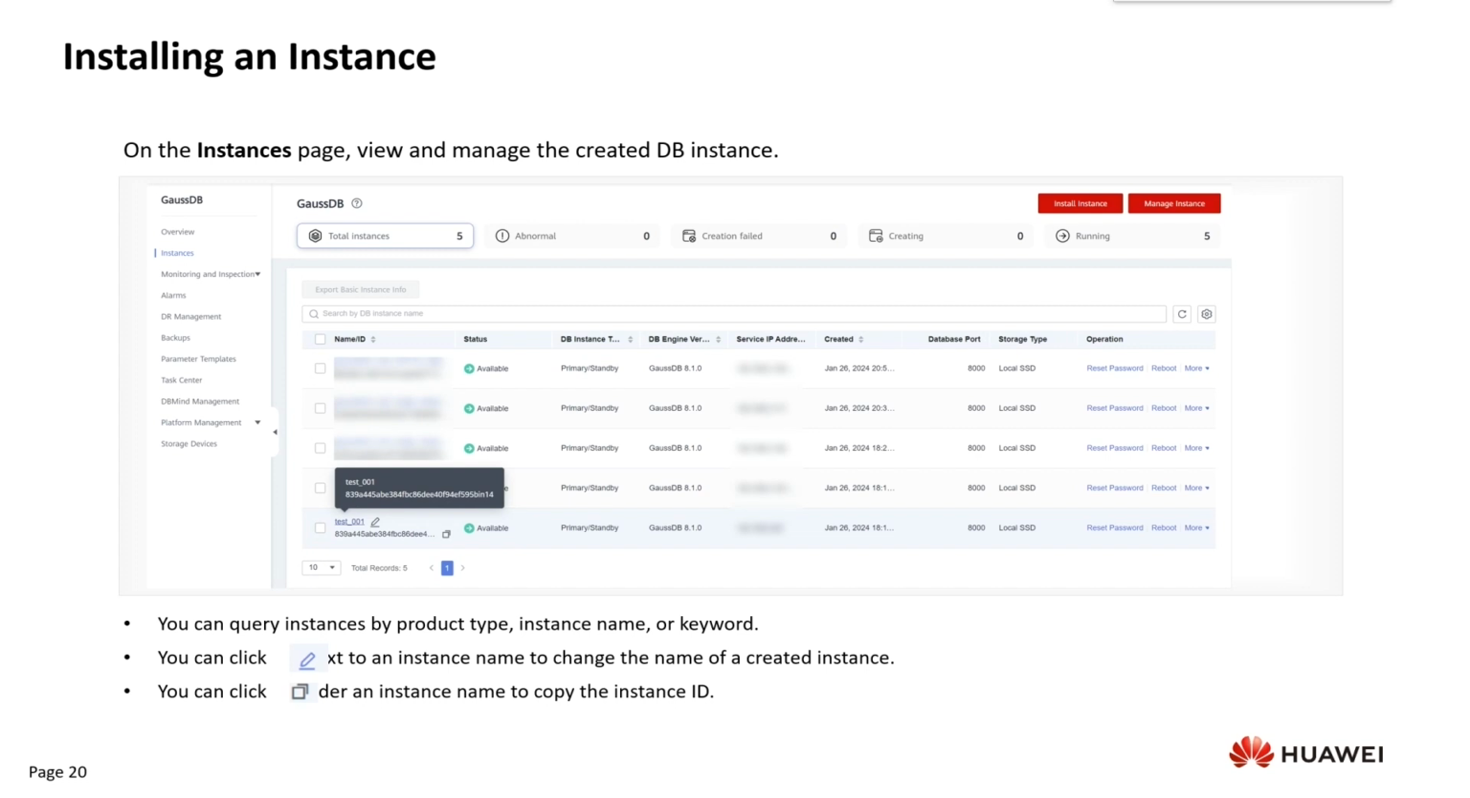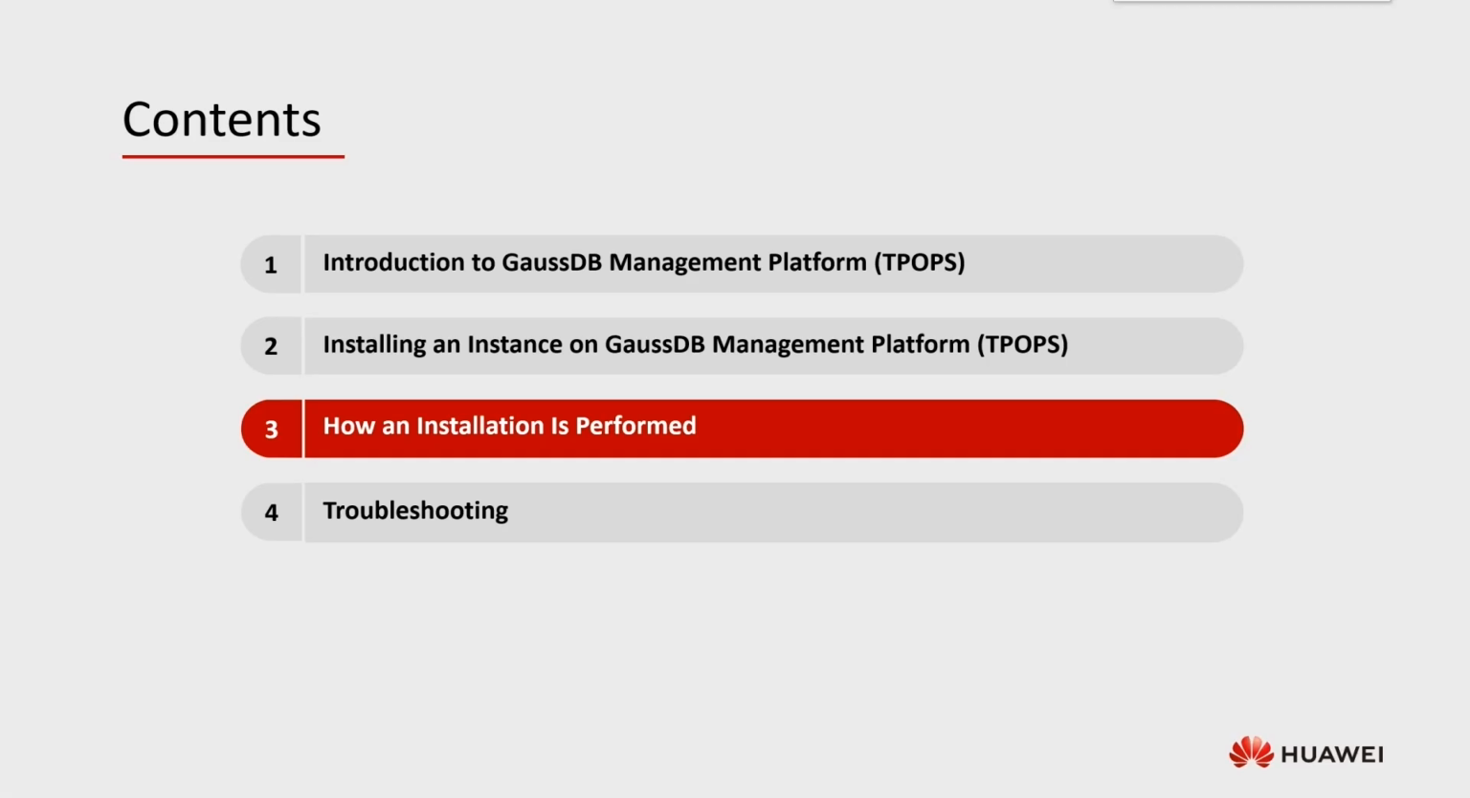To change an instance name, click the Edit icon next to the instance name. To copy an instance ID, click the Copy icon. Having an instance ID is especially useful when you use APIs. Almost all APIs require instance IDs to specify the instances to be operated. That's all for installing and deploying GaussDB instances using the management platform. The next slide describes the instance installation principles. We can further explore which GaussDB interfaces are called during instance installation and the steps for installing an instance.